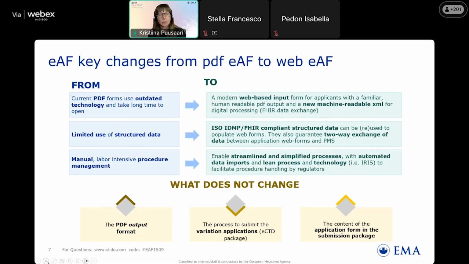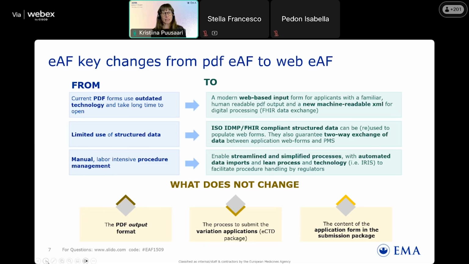In the interactive PDF, of course, while we are using structured data from OMS, RMS, and SMS, now with the PLM portal application form, we're not only using those three components of SPOR, but we're also selecting the product from PMS. So this is really moving towards ISO IDMP FHIR compliant structured data. And of course, this makes procedure management much easier, and hopefully it will also make the application process for you applicants and marketing authorization holders much, much easier.